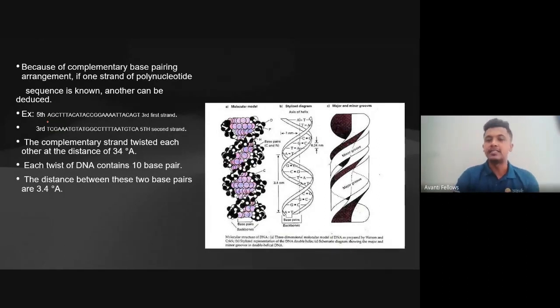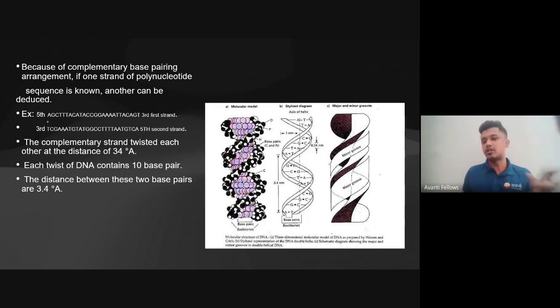And next is the physical configuration of the DNA. If you look at the diameter of the DNA, it is only 20 angstroms. Then if you look at the turns of our DNA, each turn is around 34 angstroms, or 3.4 nanometers in length. And between the two turns, there are around 10 base pairs.